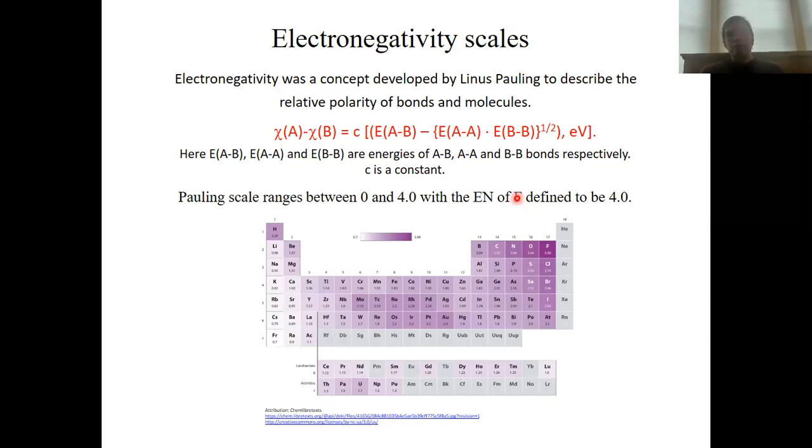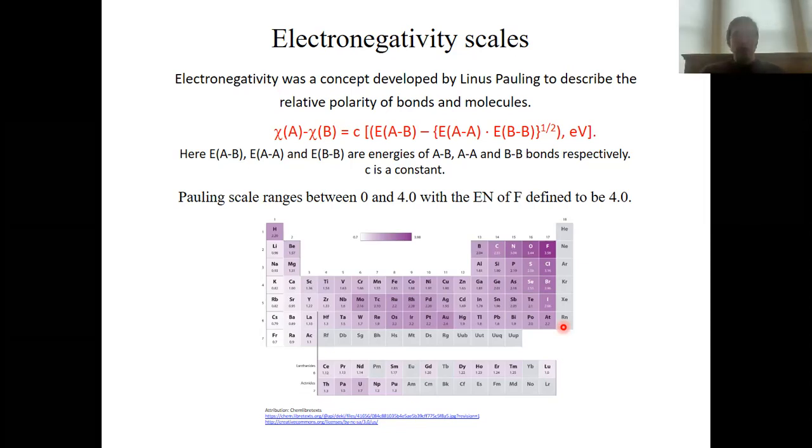Okay, so now you see here in this graph the electronegativities of the elements in the periodic table. You should first note that in the Pauling electronegativity scale, the noble gases don't have an electronegativity. This is because the noble gases don't make bonds. So when the element doesn't make bonds, you cannot define bond energies in a meaningful way, and then you cannot define an electronegativity value.